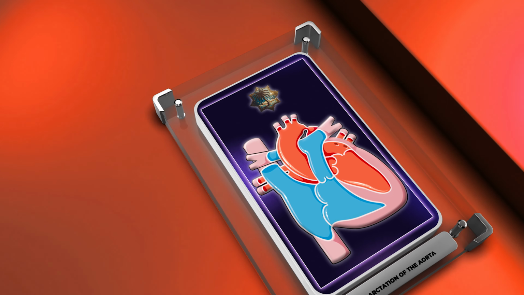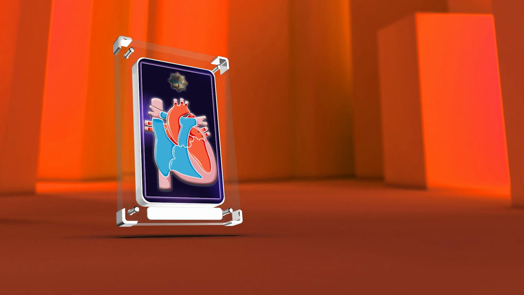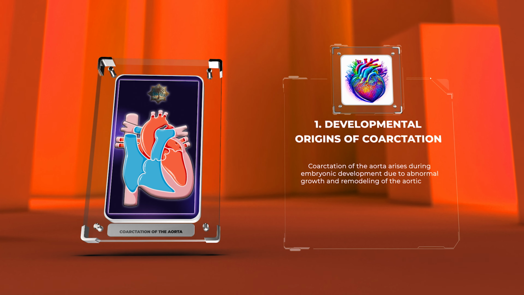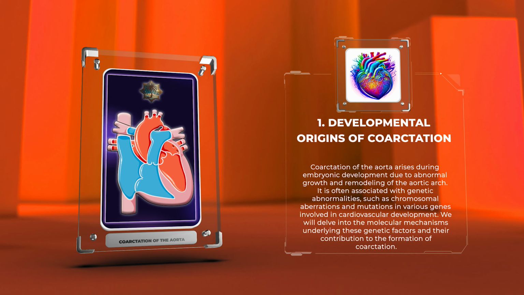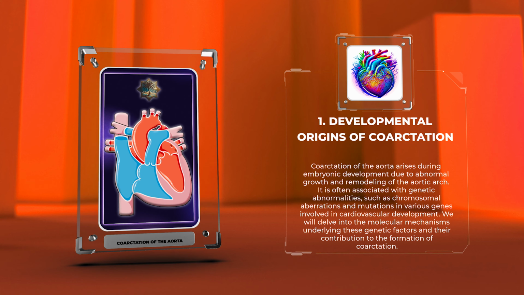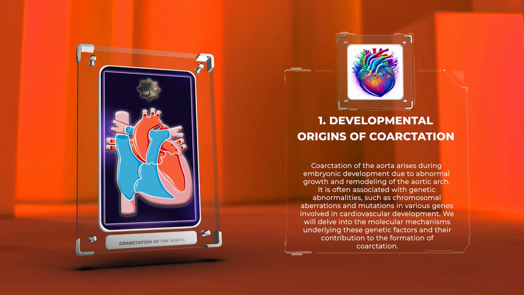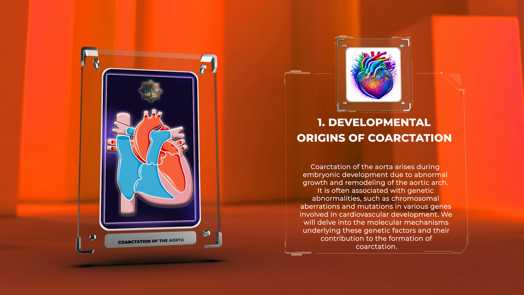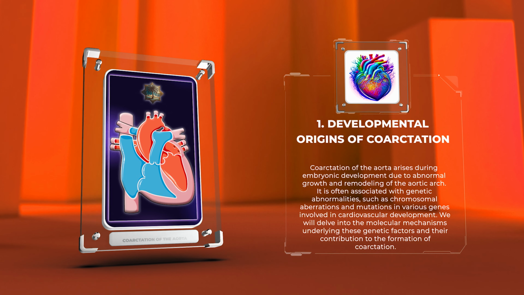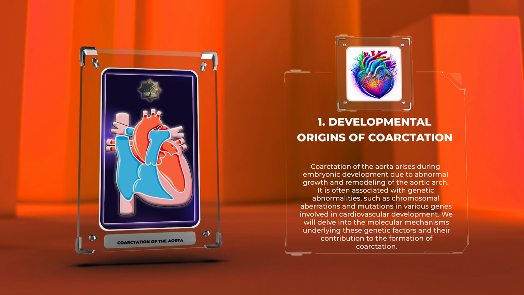and its management. Coarctation of the aorta arises during embryonic development due to abnormal growth and remodeling of the aortic arch. It is often associated with genetic abnormalities, such as chromosomal aberrations and mutations in various genes involved in cardiovascular development. We will delve into the molecular mechanisms underlying these genetic factors and their contribution to the formation of coarctation.